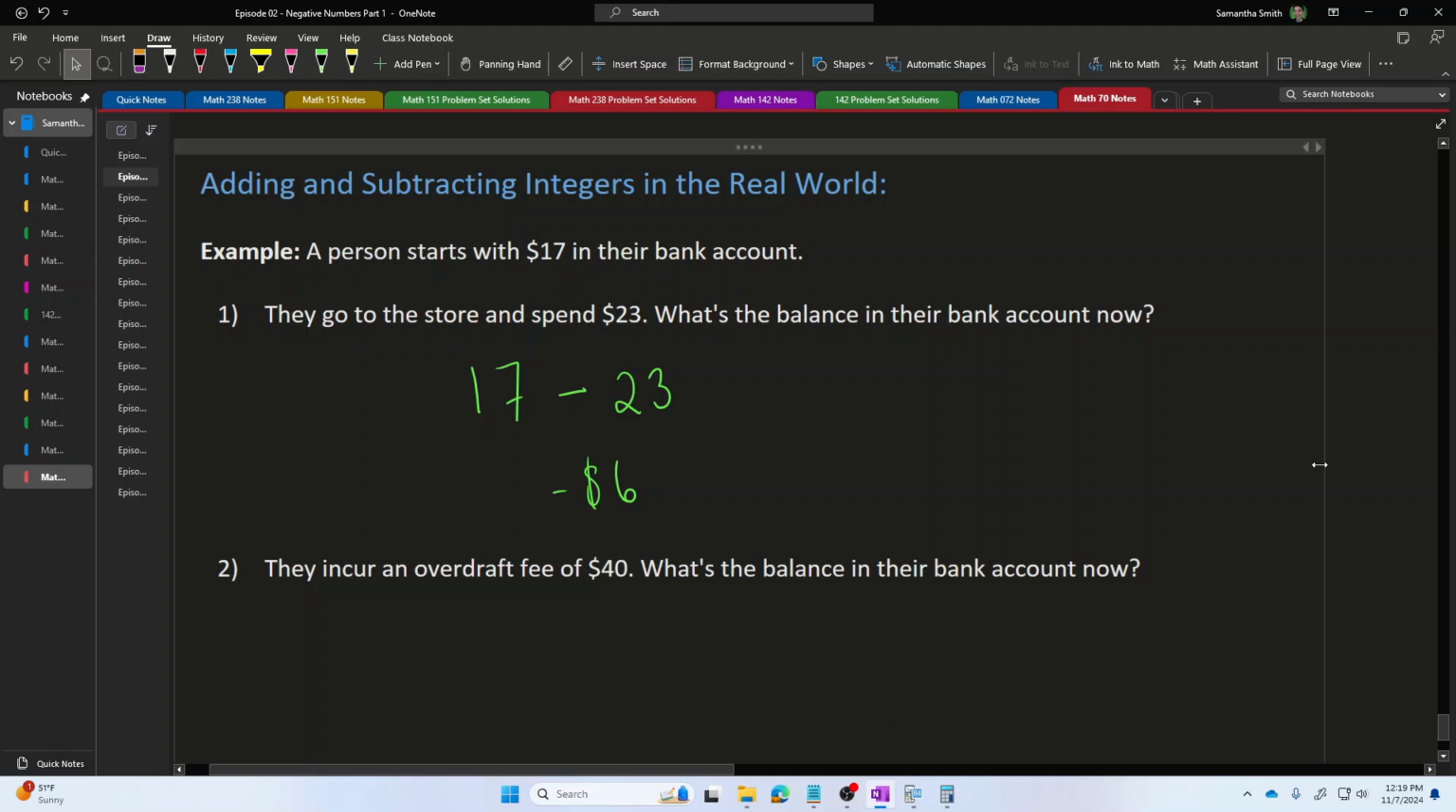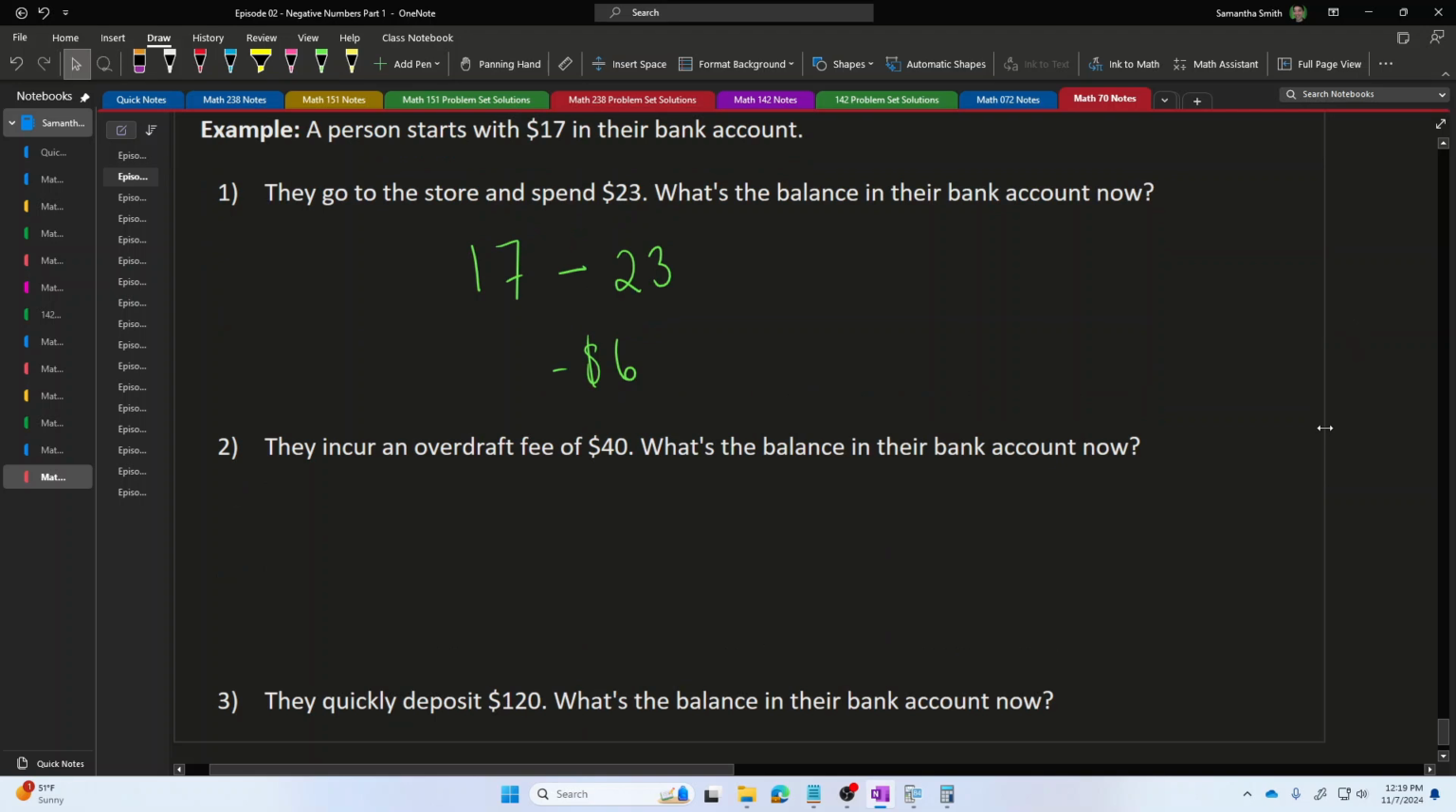Now the bank says, oh, she's got a negative number in her bank account, so I'm going to apply an overdraft fee. You don't have any money, so what I'm going to do is I'm going to charge you even more money and make you even more poor, right? Because you weren't able to cover this trip to the grocery store. So if the bank now hits me with an overdraft fee of $40, now what is the balance in the bank account? So my bank account was already in bad shape with the negative 6, but now the bank has added on this fee of negative $40.